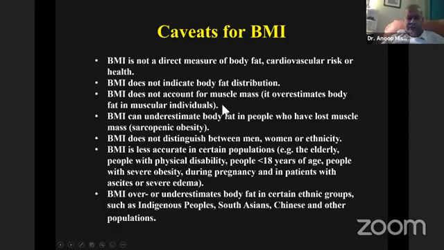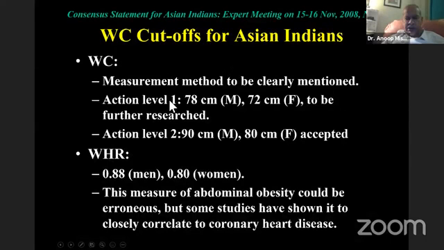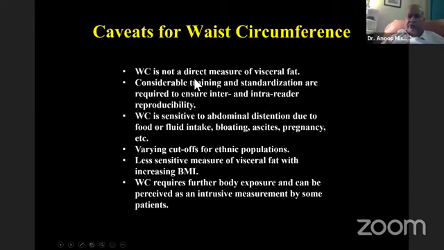Now waist circumference, the action level 2 and action level 1 have been fixed in this 2008 document, 80 centimeters for women and 90 for men, for diagnosis of abdominal obesity and waist-hip ratio. But then there are a number of caveats for waist circumference too.